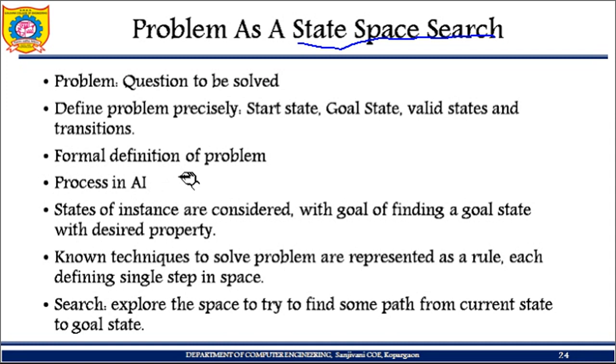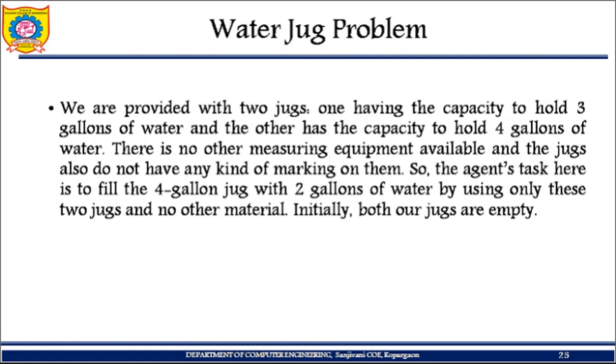States of instances are considered with the goal of finding a goal state with a desired property. Known techniques to solve the problem are represented as rules, each defining a single state in the space. We will do these things with the help of an example. Right now, just remember that we require a start state, a goal state and intermediate states with valid transitions. Defining this is called representing a problem as a state space search.